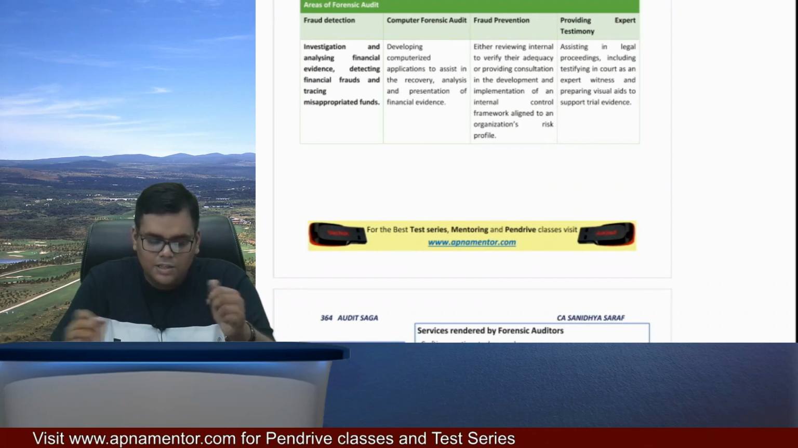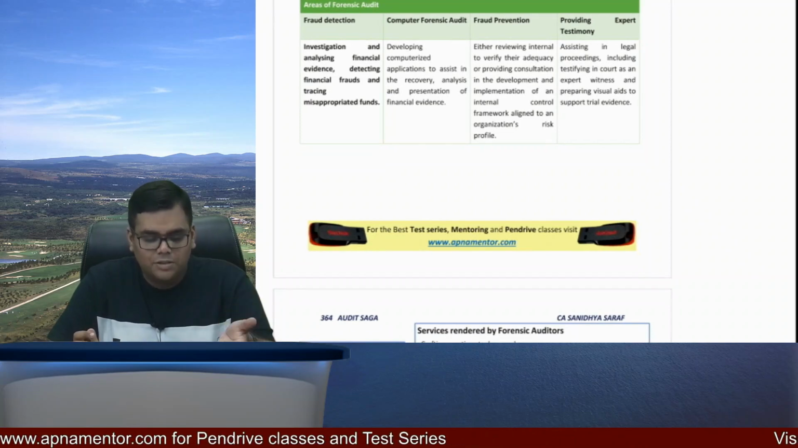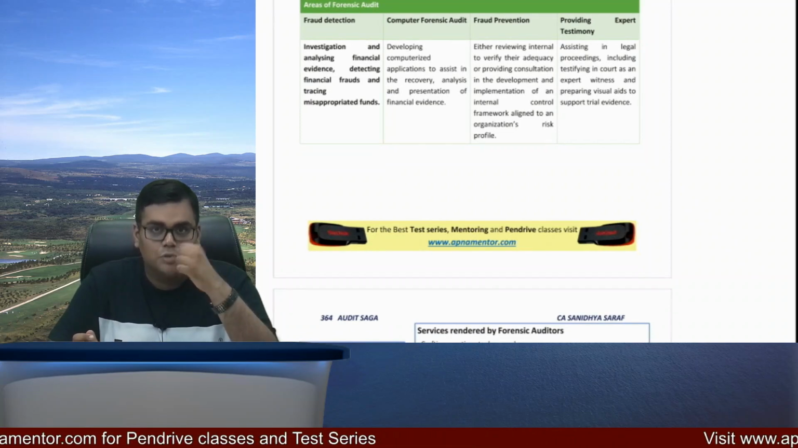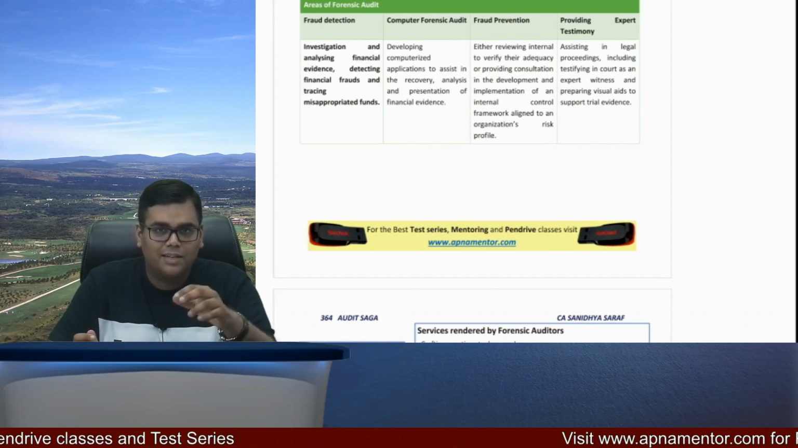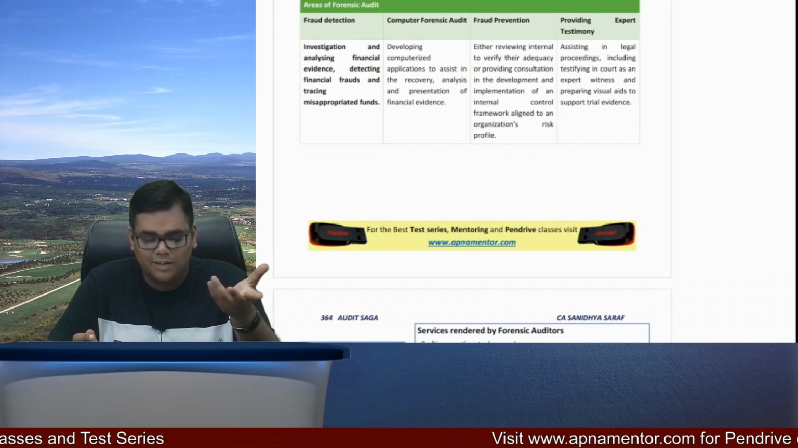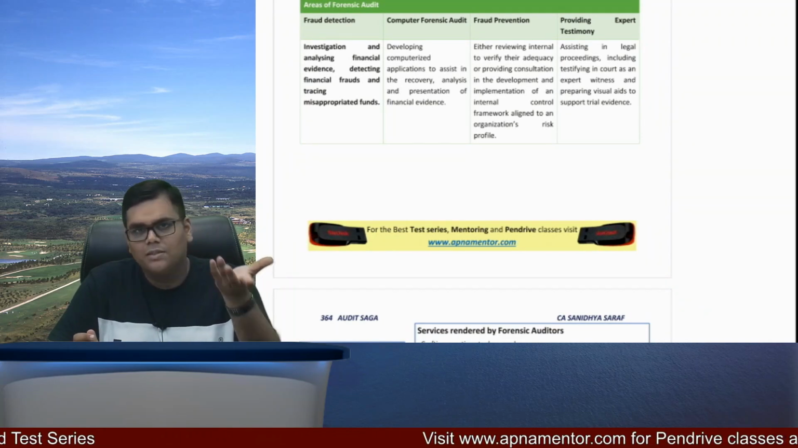Then there are computer forensic audits, where knowledge of computerized applications is used. For example, if you have seen a web series called Asur, there is a new web series known as Asur. If you have seen that web series, then computer forensic audit is used there.